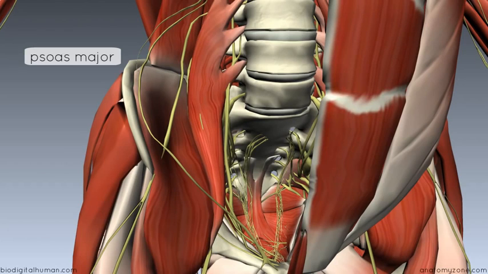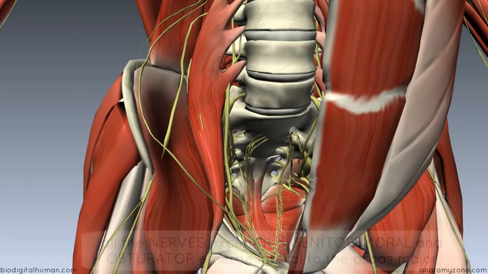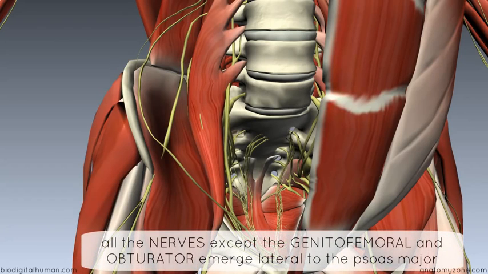So I've just switched over to this model here, and what we're looking at is an anterior view with the muscles of the anterior abdominal wall dissected away. So we've got the psoas muscle sitting here, the psoas major muscle, and we've got the 6 branches of the lumbar plexus sitting around this muscle. So what you need to remember is that all the nerves except the genitofemoral and the obturator nerve emerge from the lateral aspect of the psoas major muscle.